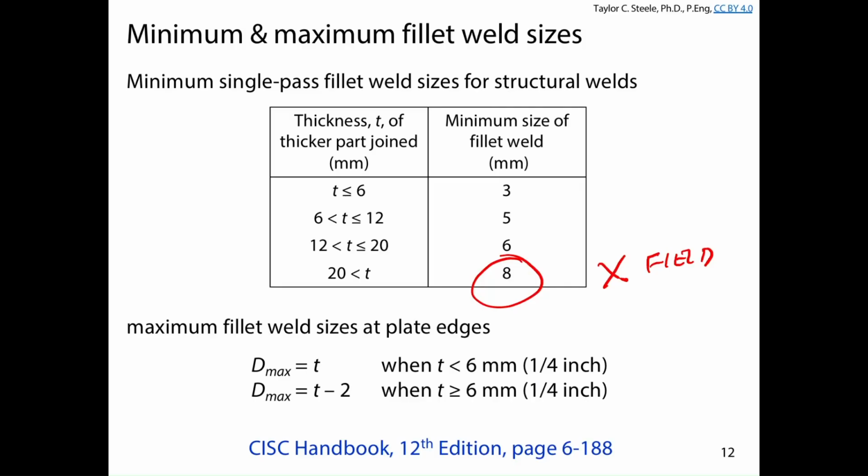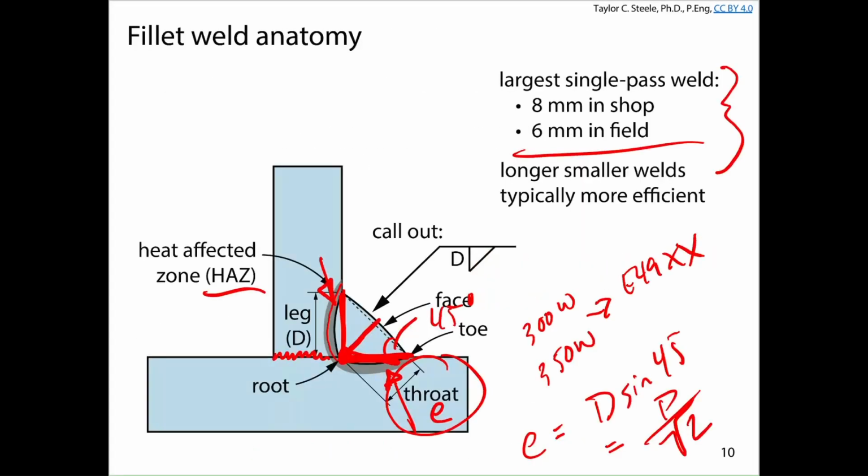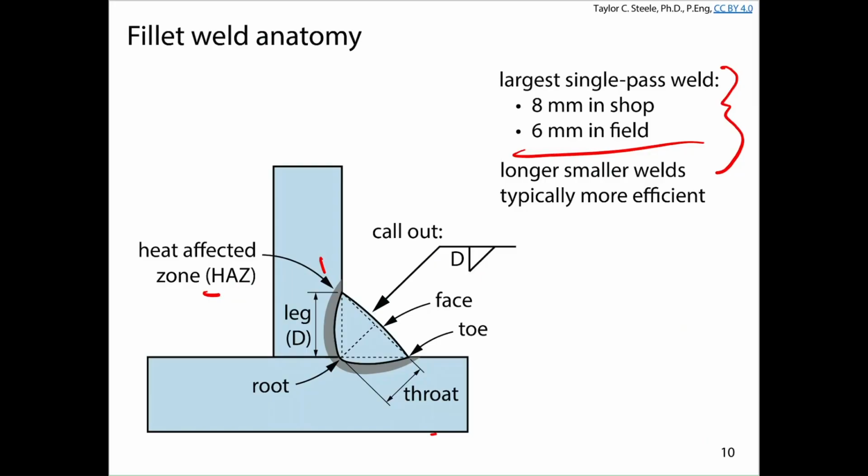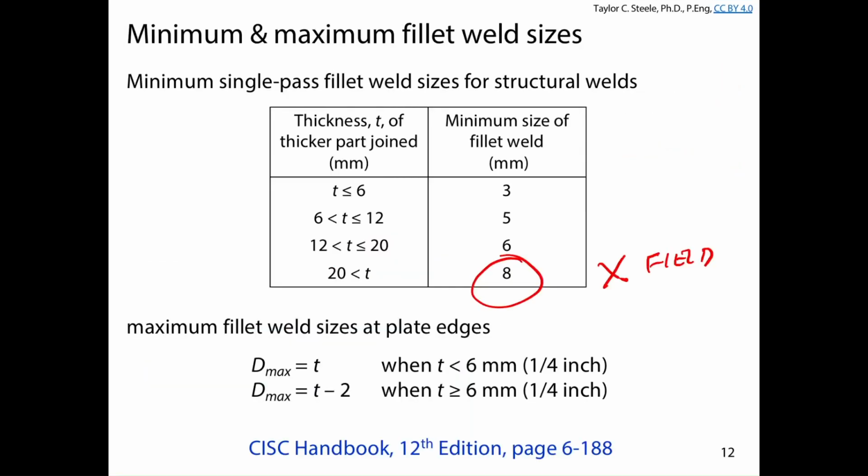Maximum fillet weld sizes only apply at edges of plates. Otherwise, there is no maximum fillet weld size that you can generate. What I mean by that is, in this situation, there is no real maximum fillet weld size. You can make D as big as you want. You can make it this big, and basically you can just make it as big, of course, as the steel is that you have to connect. So practically speaking, I can't exceed the boundaries of the steel here. And that's basically what this other maximum fillet weld size at plate edges is getting to.